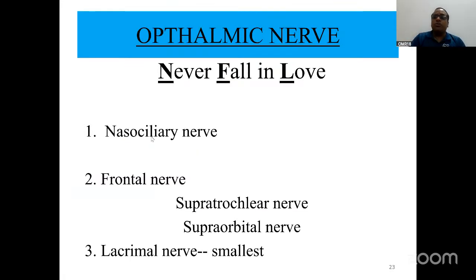Now going into the details of the ophthalmic nerve, a mnemonic: never fall in love. Never, nasociliary. Fall, frontal nerve, again with two branches, supratrochlear and supraorbital. See, these supraorbital and supratrochlear are the nerves. In the ophthalmic artery, that was the artery. So both are different. Even though the names are the same, they have no relationship. So please understand that. This supratrochlear nerve is a branch of the frontal nerve of the ophthalmic nerve of the trigeminal nerve. And the lacrimal nerve is the smallest of all. So these are the three branches of the ophthalmic nerve.